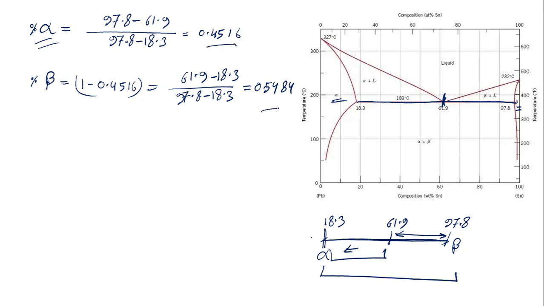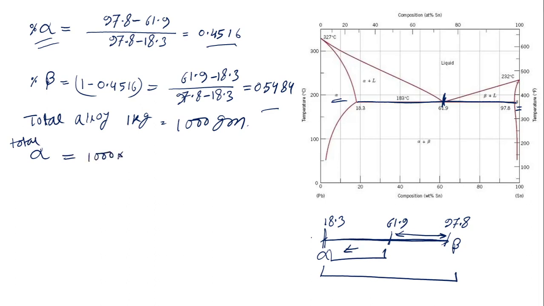Okay, this is the fraction, but we need the total amount. And what is the total amount of alloy? Total alloy, we have 1 kg, that is nothing but equal to 1000 gram. Okay, you can solve it in terms of kg also, but you will get a fractional value, so it is better to convert it into gram. Okay, so this is the 1000 gram. So alpha in 1000 gram, what is the total alpha? Alpha is equal to 1000, but in that 1000, this is the fraction of alpha.